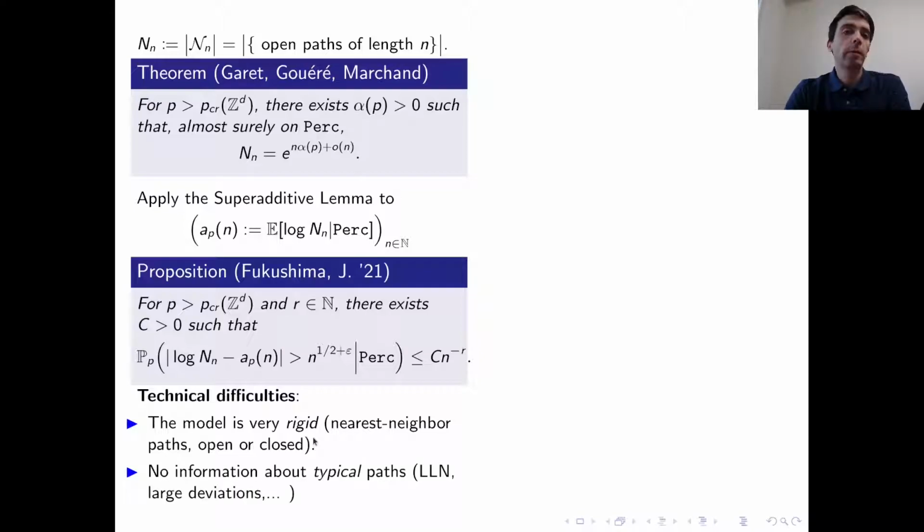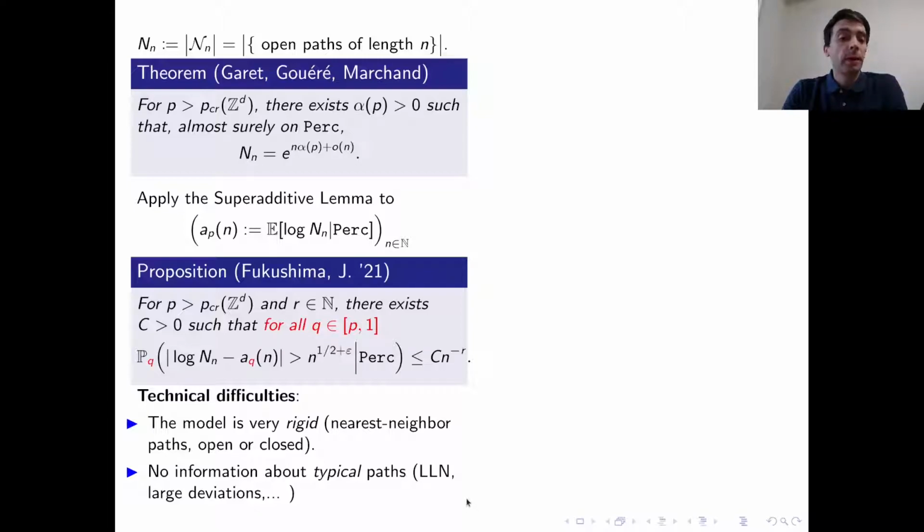Now, one way to deal with this rigidity would be to apply finer properties of the model. For example, if we had access to the law of large numbers that I mentioned on the previous slide, then we could give a fairly short proof for the concentration inequality. Similarly, if we had some information about how fast paths typically move away from the origin, then you could also give a fairly simple proof.